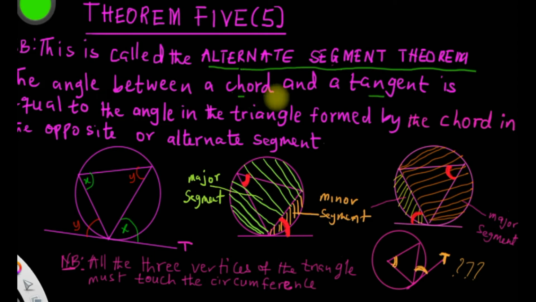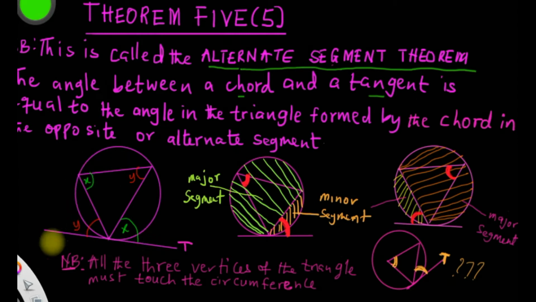So we say that the angle between a chord and a tangent is equal to the angle in the triangle formed by the chord in the opposite or alternate segment. The angle between a chord and a tangent is equal to the angle in the triangle formed by the chord in the opposite or alternate segment. So opposite is the same as alternate. Okay, fine. So let's look here.